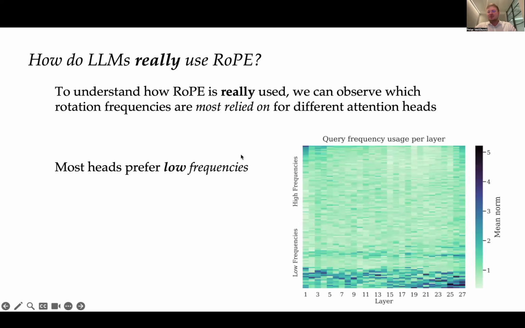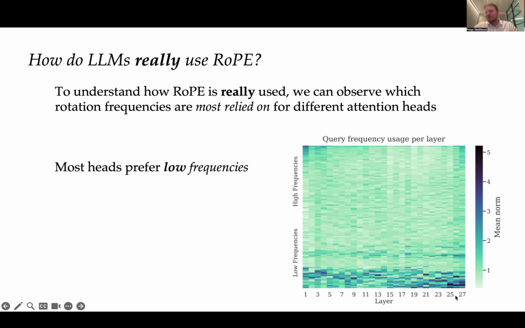So to understand how RoPE is really used, we need to look at which frequency bands are most used. Remember, RoPE chops your embedding into 2D pieces, and we can check which of those 2D pieces are more favored in terms of norm by the LLM. And this is in Gemma 7B.